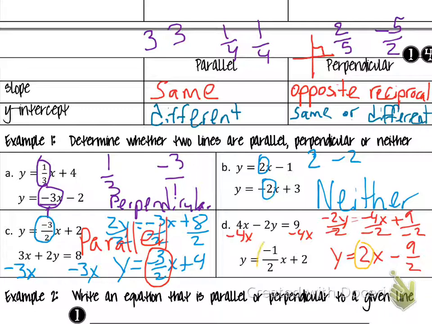My slope here is negative 1 over 2. So if I was to make this a fraction, it would be 2 over 1. So I have negative 1 over 2 and positive 2 over 1. The signs are opposite and they are reciprocals, so that makes this perpendicular.